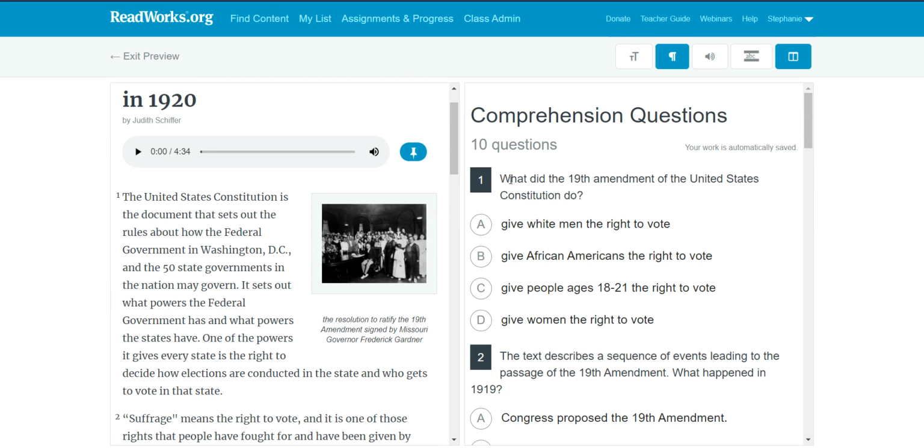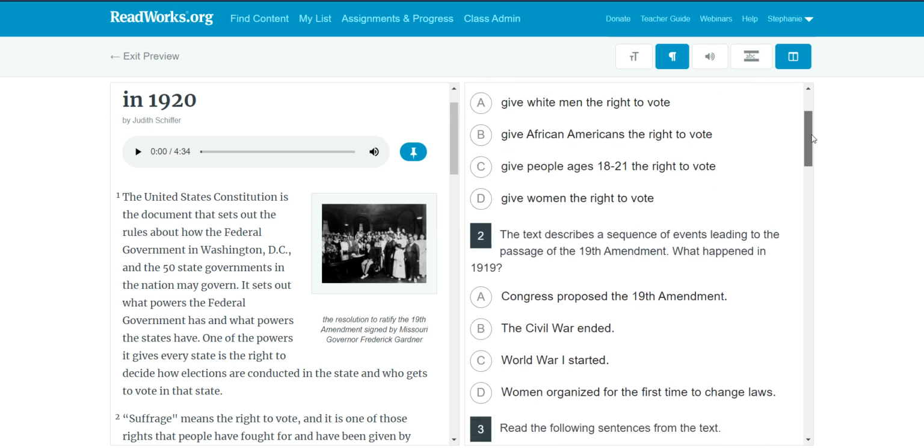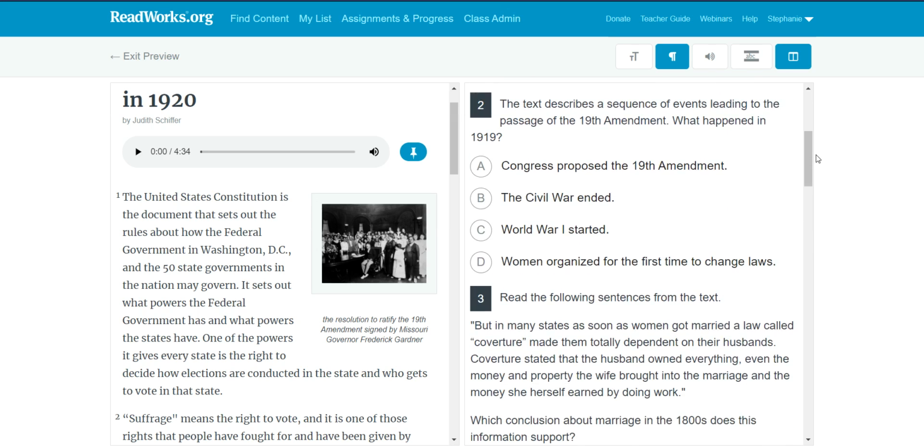Number 1 says, what did the 19th Amendment of the United States Constitution do? Well, that's a right there in the text kind of question. You find out what the 19th Amendment was, it's going to be right there. You've got your answer. As always, if you cannot find proof in the text, you're probably wrong. The text will always have your back if you are correct. Let's look at question 2.